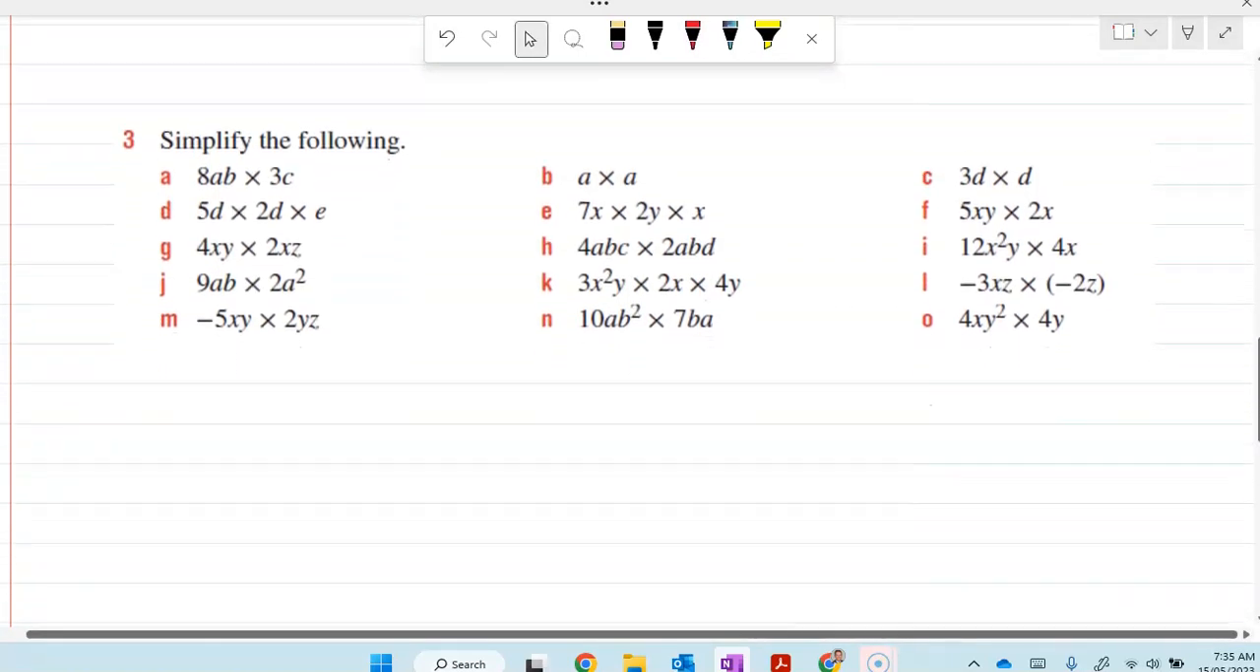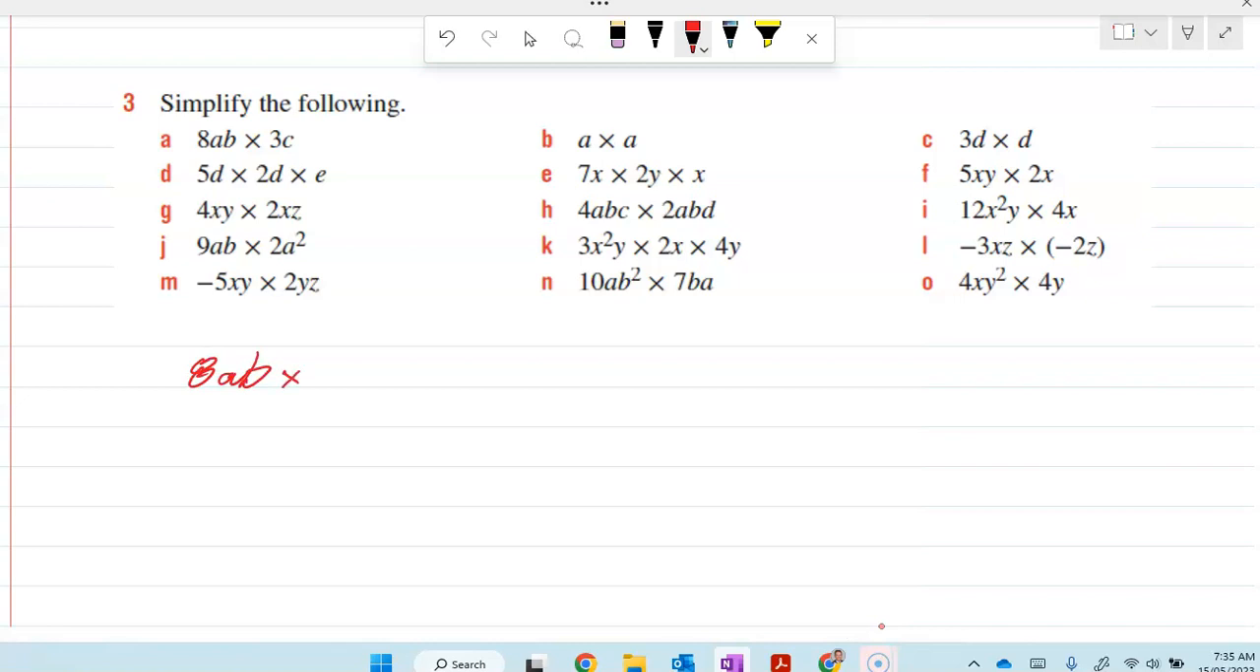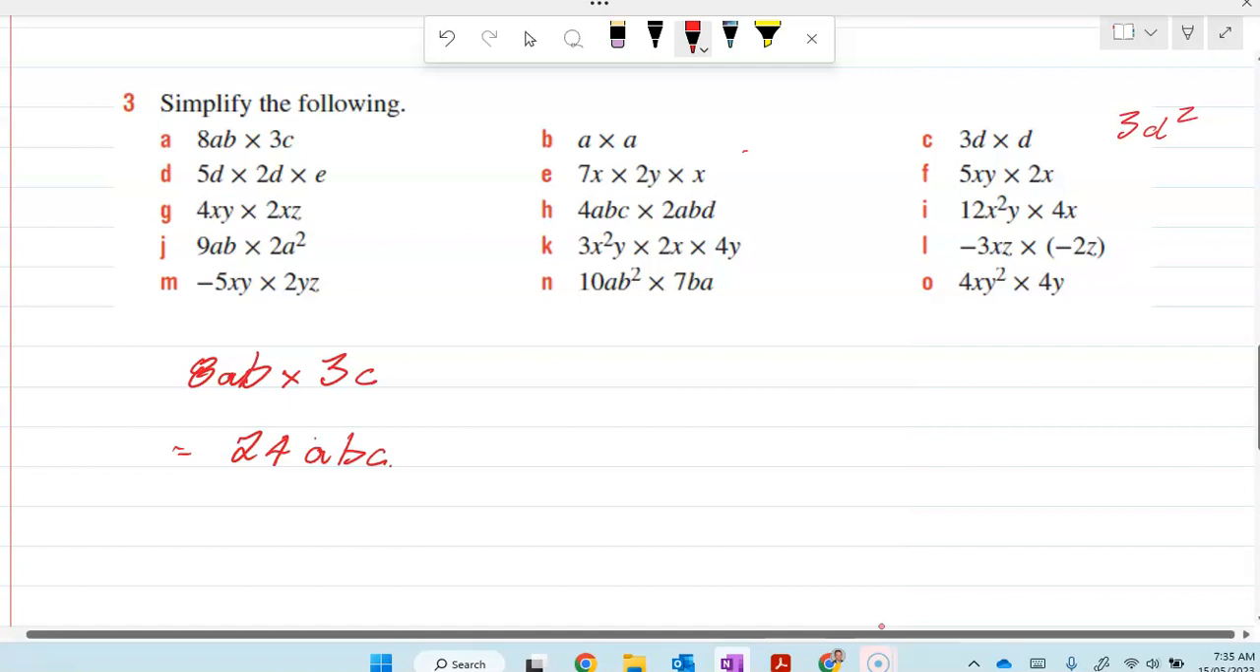All right, let's have a look at another one here. In question 3, 8ab times 3c. And that would be simply 24abc. Of course, a times a will be a squared. 3 times 3 will be 3d squared. It's pretty straightforward.